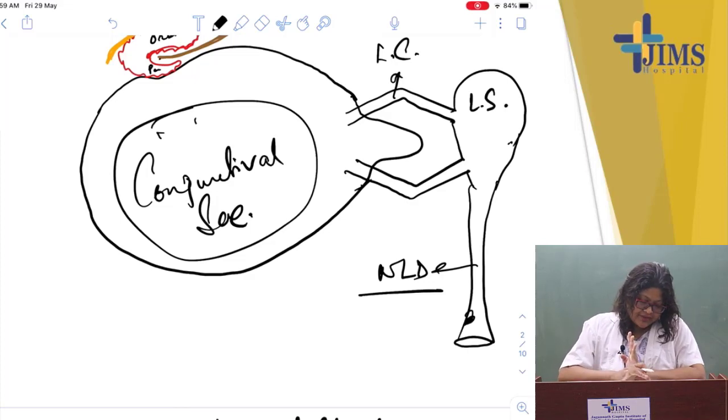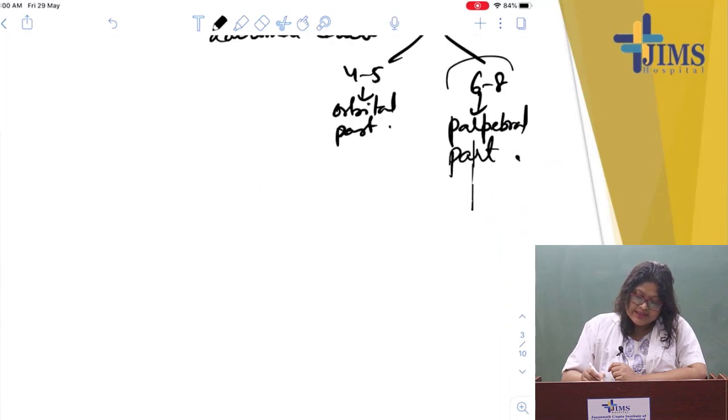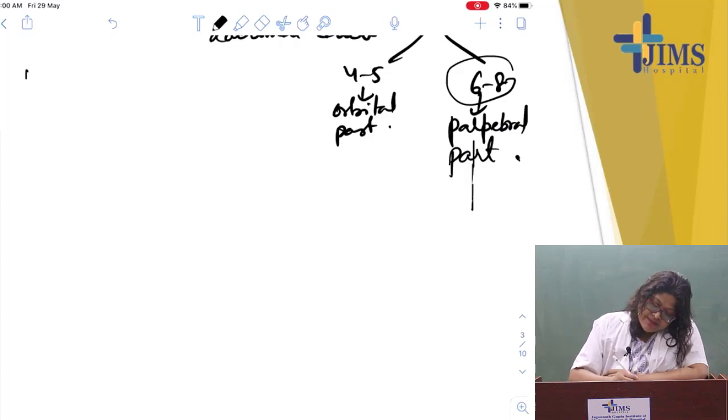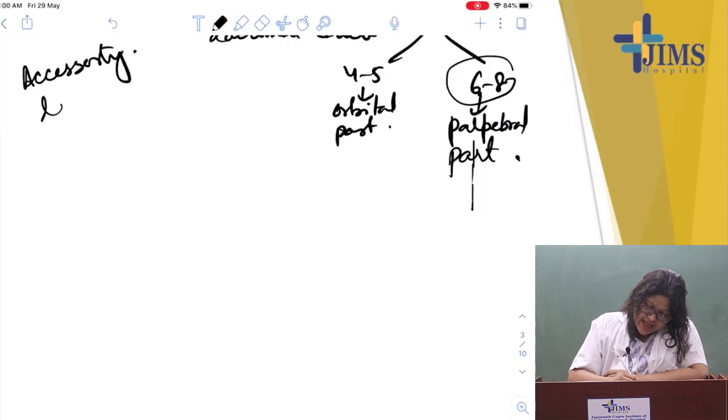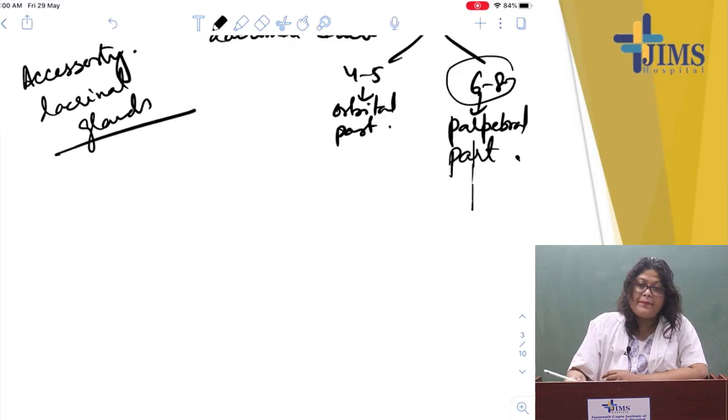And then actually, if we remove this palpebral part, which is having the maximum number of ducts, it is almost equivalent to removing the entire gland. There are some accessory lacrimal glands present in the upper eyelid.